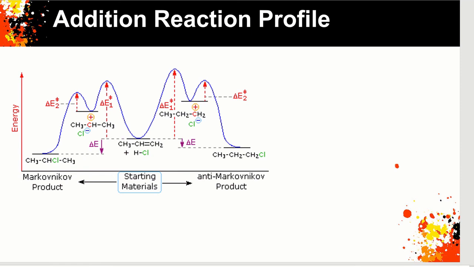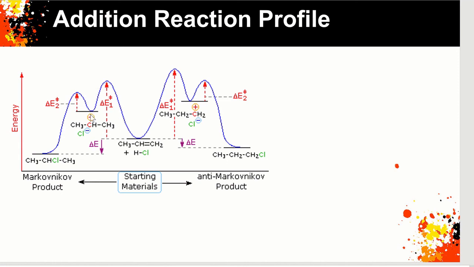All right. So here we're looking at the addition reaction profile. In this case, we're not forming a double bond. We are adding to the double bond. You should be familiar with the word, or the person, Markovnikov. So we have our Markovnikov product on this side, and our anti-Markovnikov product here. We have a double bond, and we're adding HCl to it.